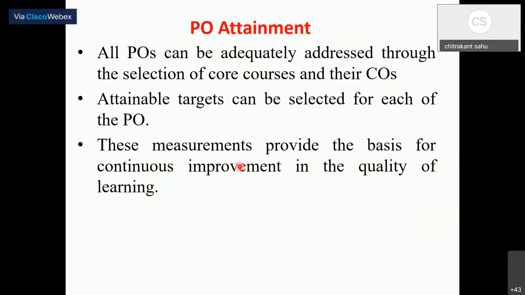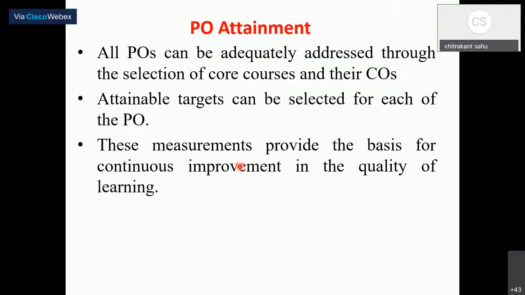Okay, so in summary, PO attainment. All POs can be adequately addressed through the selection of the core courses and their COs. Okay, and attainable targets can be selected for each of the POs. We need to set some target, based on our experience. At the department level you need to define it.